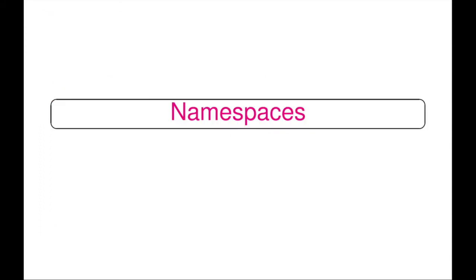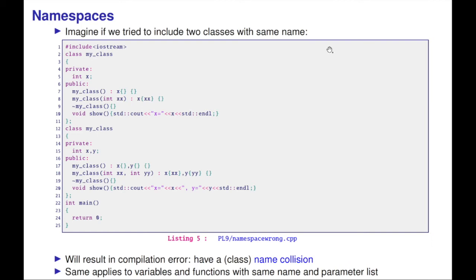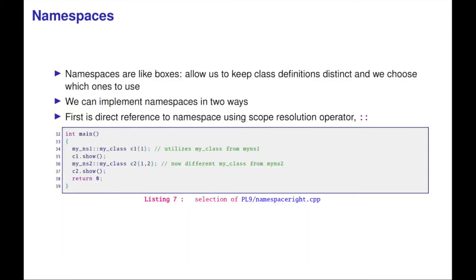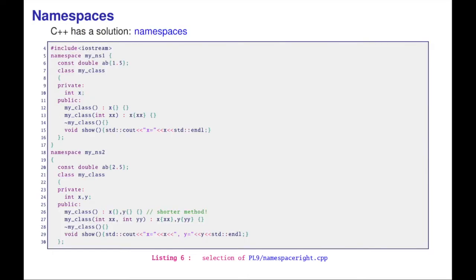Now, something simple, namespaces. Imagine if we try to include two classes with the same name, both called myClass, and in this case they're pretty similar, but apart from the fact the first myClass contains one integer, the other contains two integers. And clearly if you compile this code, you get a compilation error. The reason is that you have what is called a name collision, in this case a class name collision. You've got the same thing meaning two different things. That can't happen. That's not good. Okay, so there clearly is a solution for that.